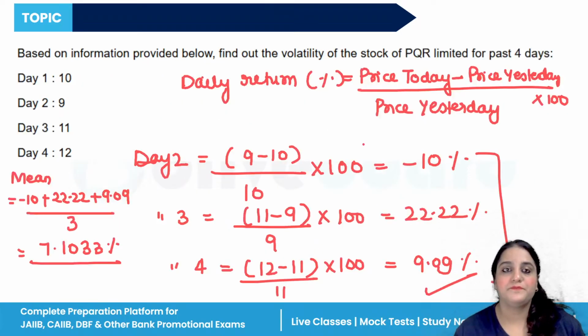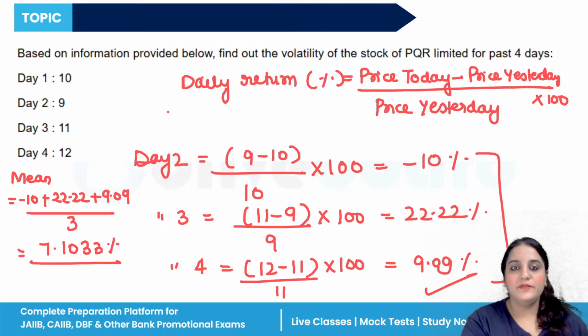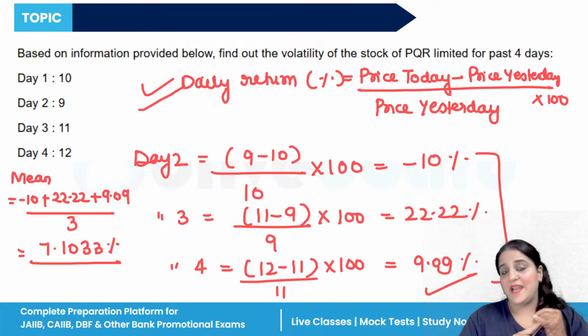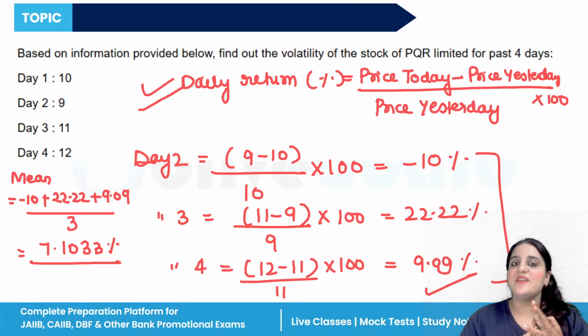Now, this formula is important and this is a very long question. First you have to find daily return, then mean, then standard deviation, then variance, then you are able to find the volatility. So this is the process: daily return, mean, standard deviation, variance, and then volatility. 5 steps are there.